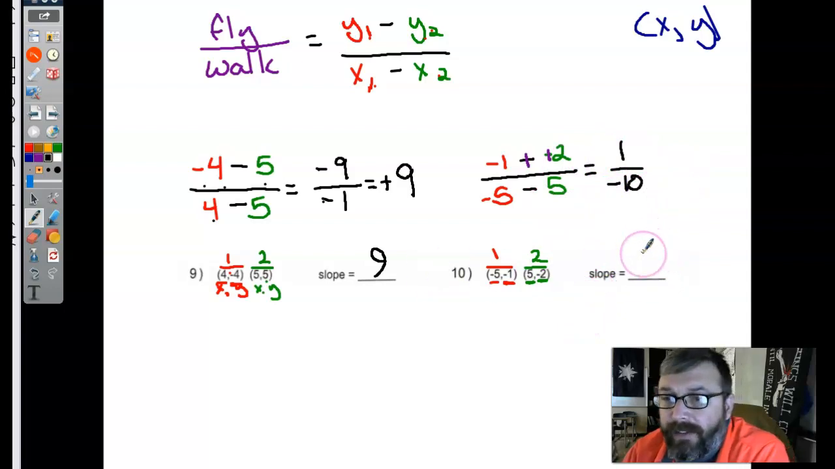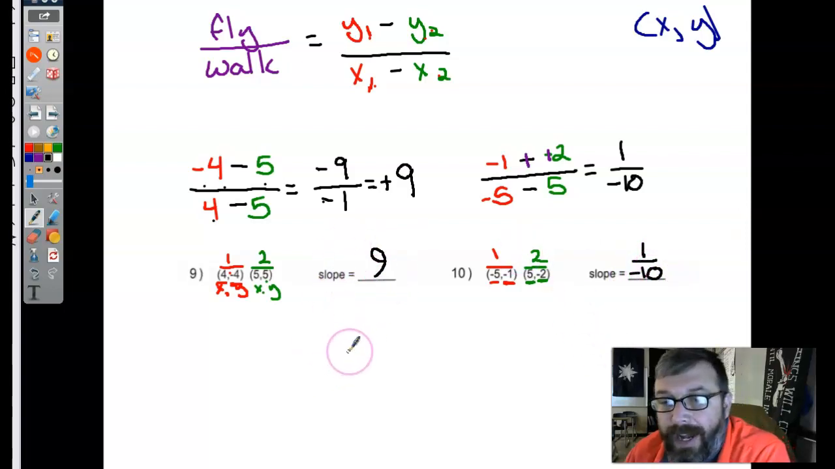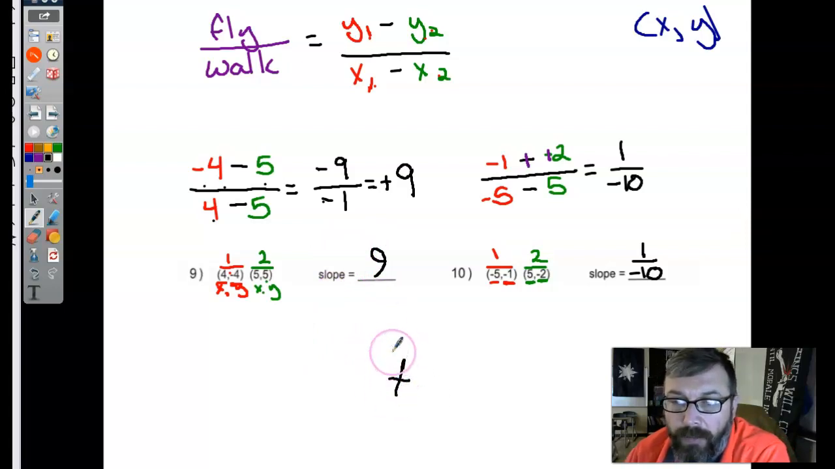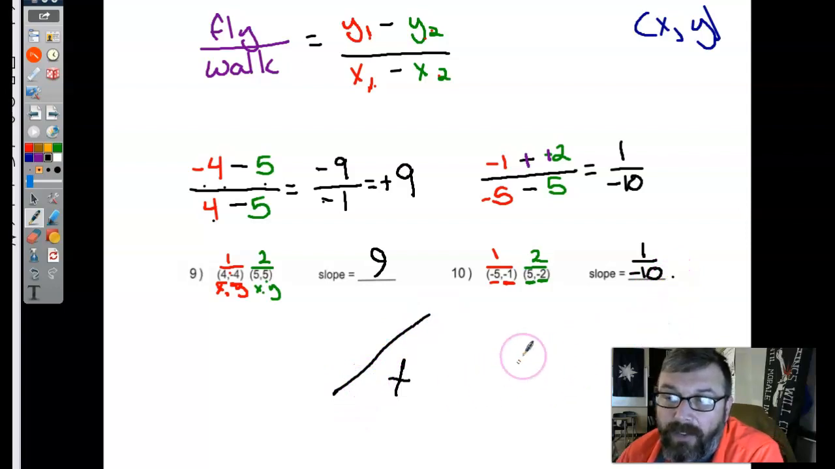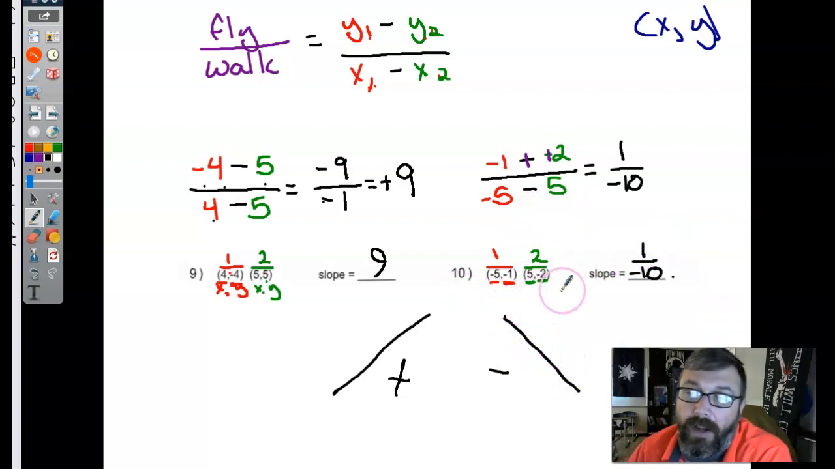So in this case, the slope would be 1 over -10. Now this is a negative slope, so you could potentially see that, oh look, negative slope, that means this line is going to be going down and to the right. A lot of cool things you can do with lines.